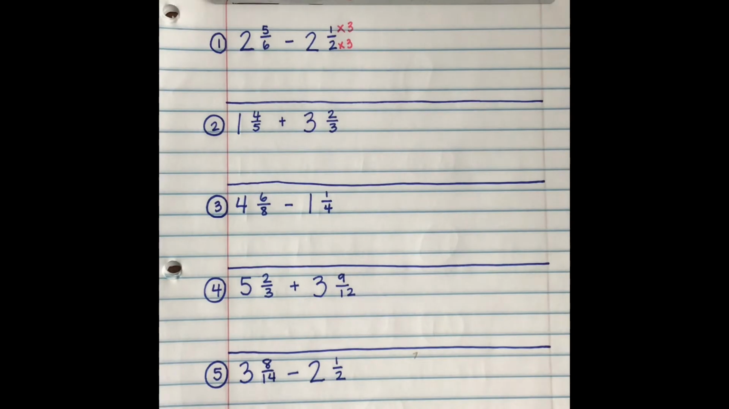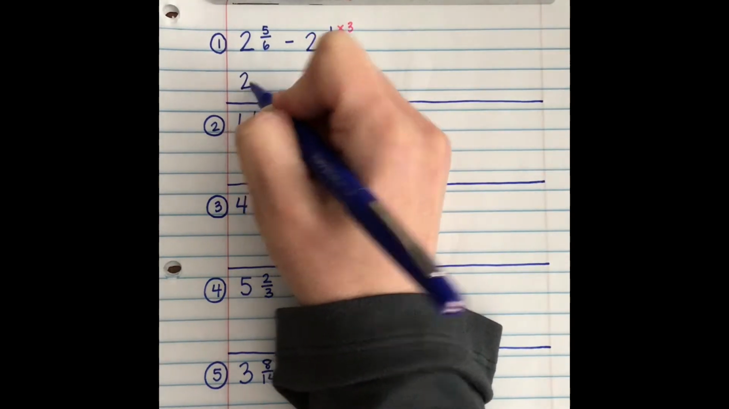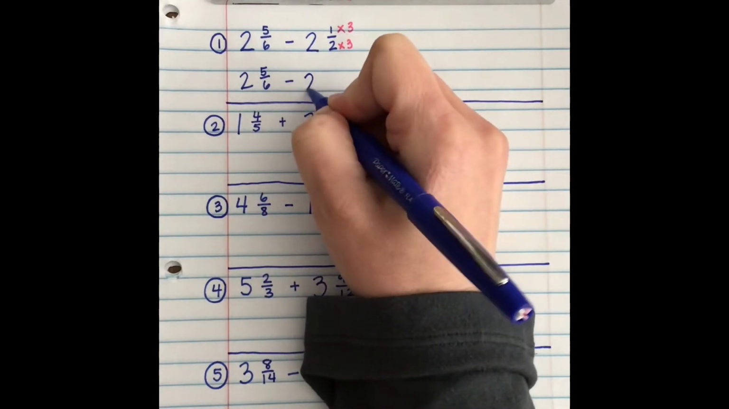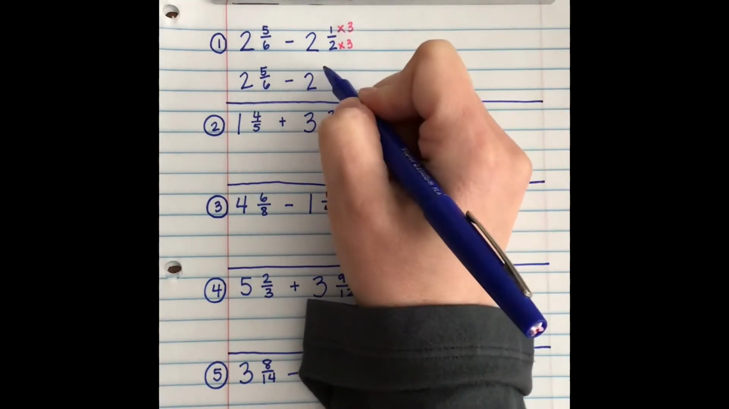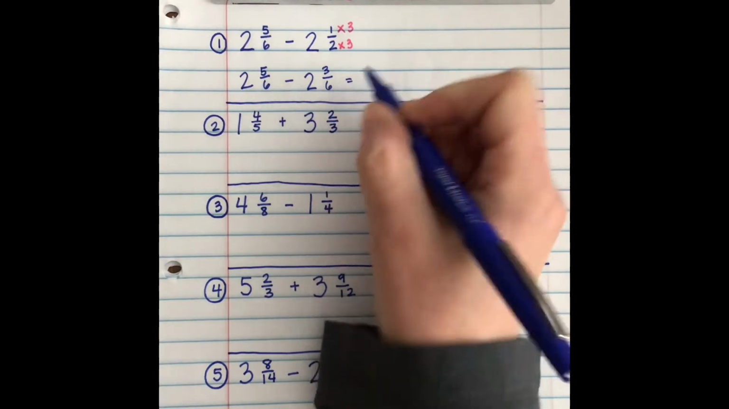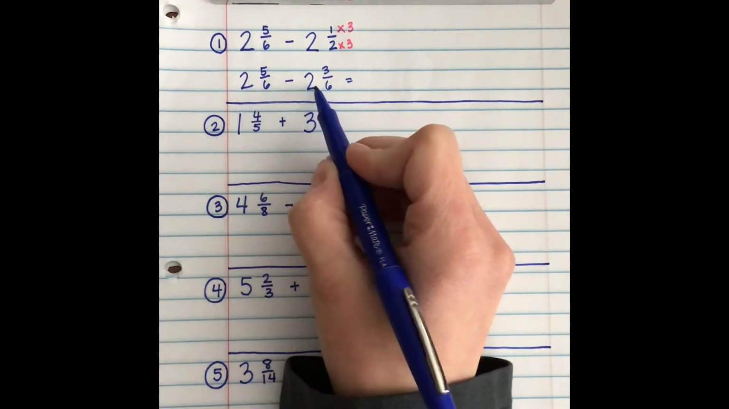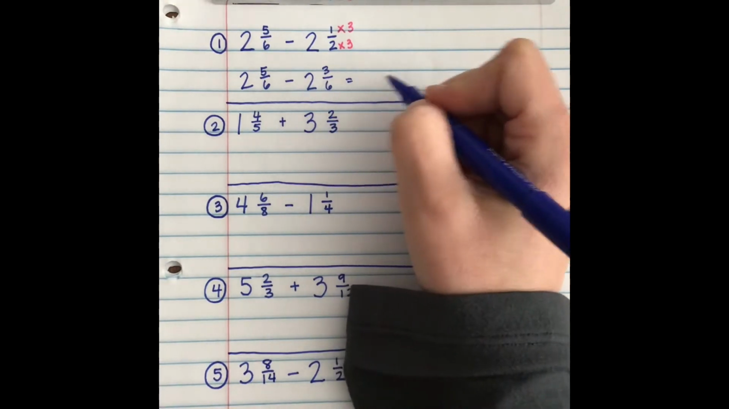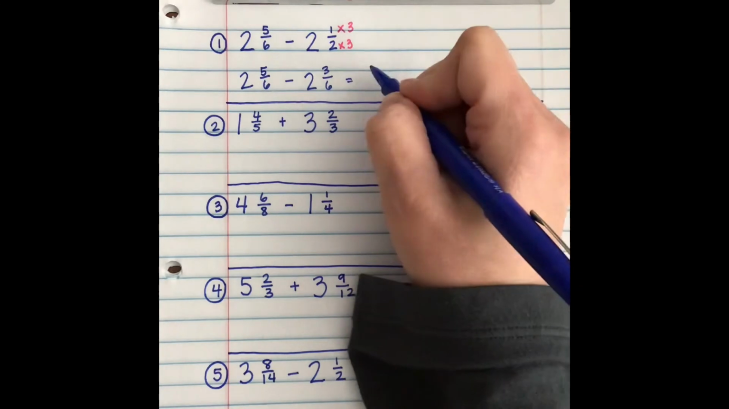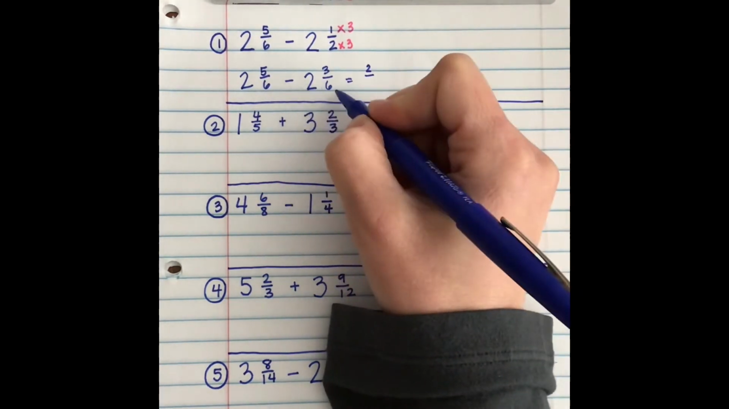So I'm going to rewrite my problem here to get everything nice and organized. So 2 5/6 minus 2 and 1 times 3 is 3. 2 times 3 is 6. So here's my new problem here. I'm going to subtract my whole number, so 2 minus 2 is nothing. So now I'm just going to have a fraction. 5 minus 3 is 2. I'm going to keep my denominators the same.